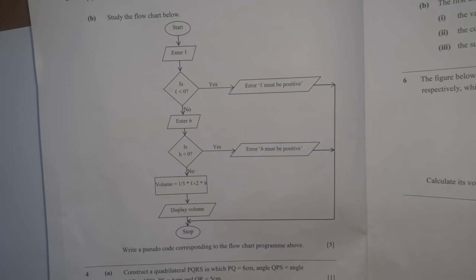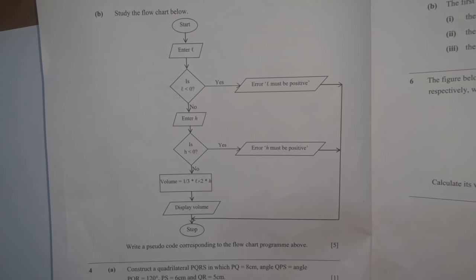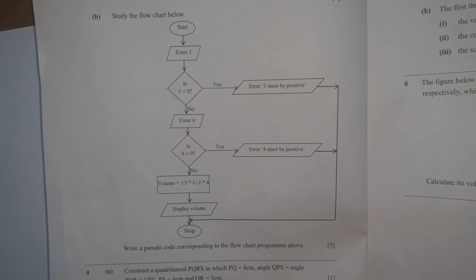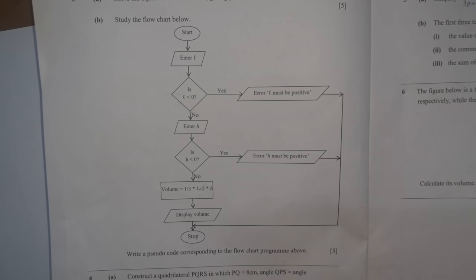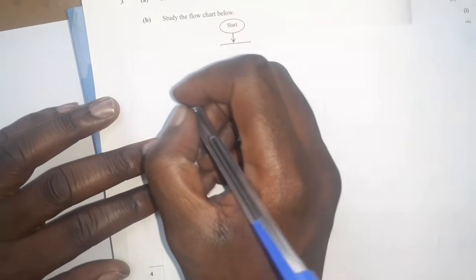Okay, so this is question 3b. It's a flow chart and we are supposed to write a pseudocode. So how do we write the pseudocode? That is what we are supposed to do now. So let's get this question and write our pseudocode. It's a statement that corresponds to this diagram where we are going to have those statements. So this is our pseudocode.